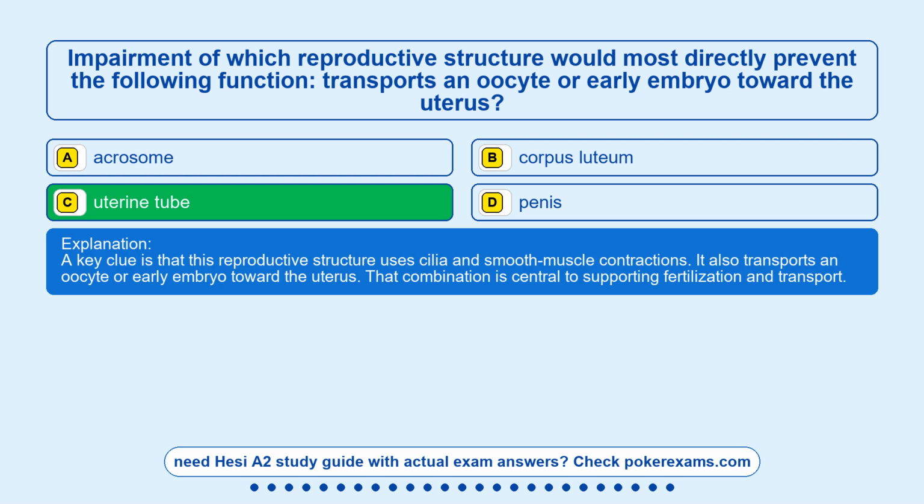A key clue is that this reproductive structure uses cilia and smooth muscle contractions. It also transports an oocyte or early embryo toward the uterus. That combination is central to supporting fertilization and transport.